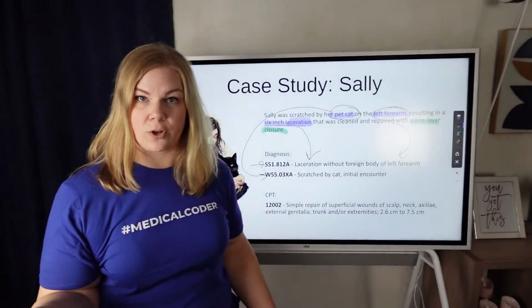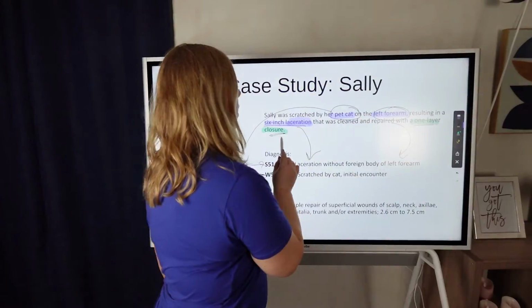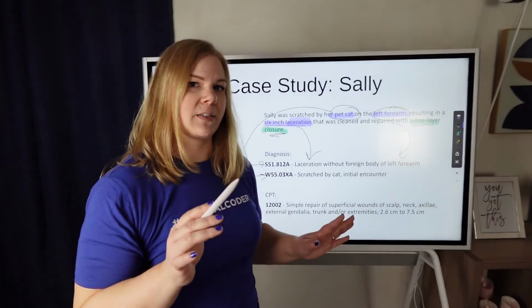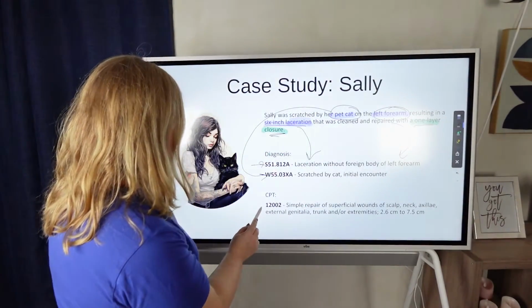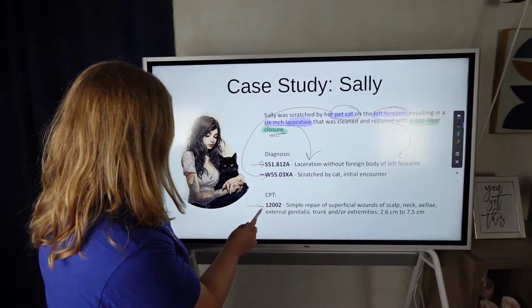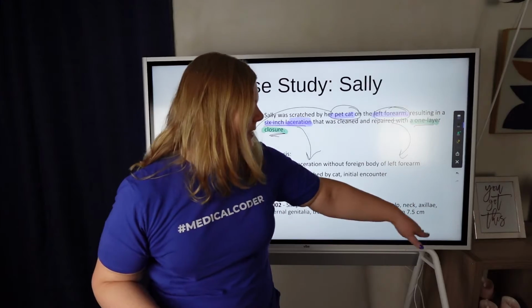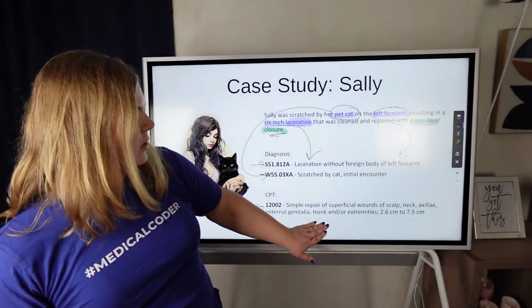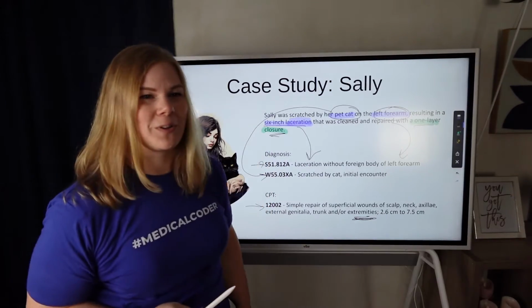Now we need our procedure code as well. So how was this repaired? It was repaired with a 1-layer closure. So what we have is a simple repair, a 1-layer closure. That 1-layer closure will be our CPT code 12002: simple repair of superficial wounds of scalp, neck, axilla, external genitalia, trunk, and/or extremities. And that's what the forearm is. It's part of the extremities.